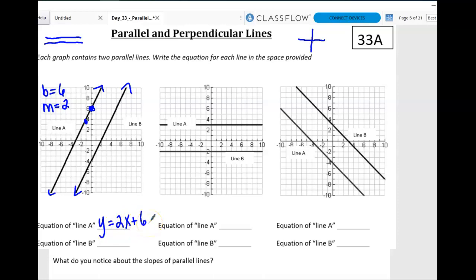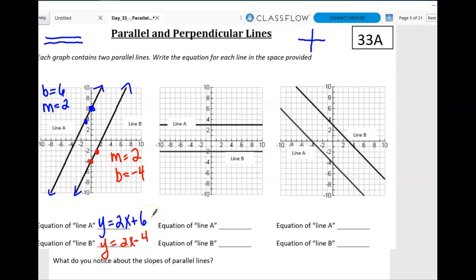All right, now the second line that we have, my y-intercept is right down here at negative 4. That's my B. B is negative 4. And my slope, I'm going to use this point right here. So again, rise 2, run 1. So my slope is 2. So when I put the two together, I've got y is equal to 2x minus 4.